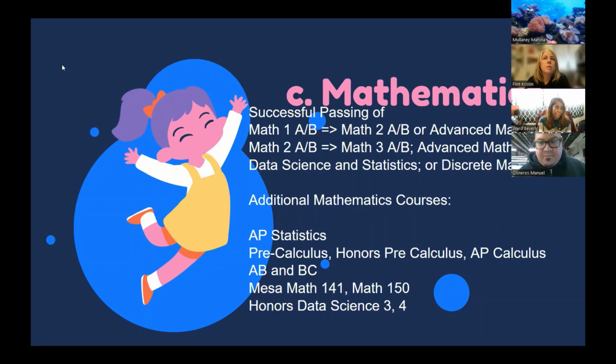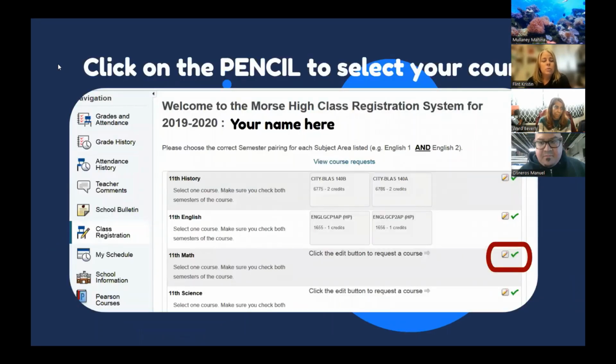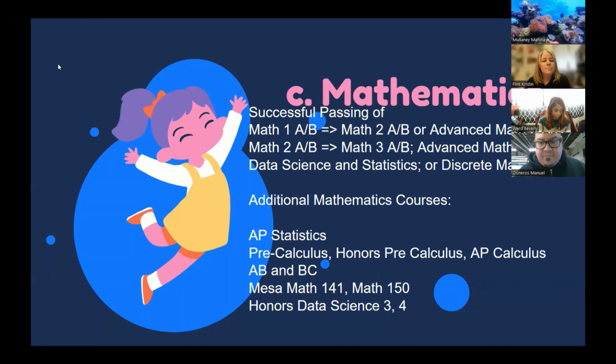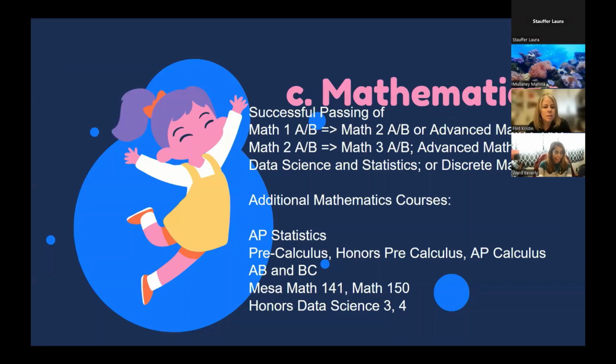Just for the sake of today, go ahead and put in what you're leaning towards. And also for math, we do want to mention that you're going to have to pass one level to move on to the next. So if you're in Math 1 right now and you're failing, you're going to have to go to summer school to make sure you pass Math 1 in order to take Math 2 next year, or you're going to find yourself right back in Math 1. Same goes for Math 2. You need to pass these classes to move on to the next level.